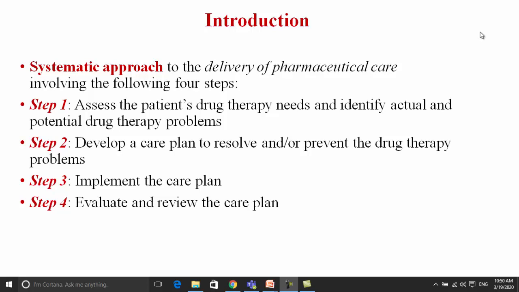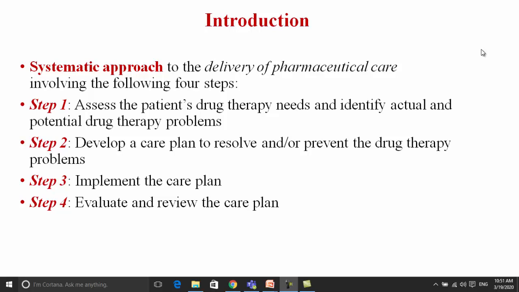So when delivering pharmaceutical care, the pharmacist should provide it in a structured way, in a systematic approach. And in order to do so, there are four major steps. Step one is you have to assess patient drug therapy needs and identify actual and potential drug therapy problems. This is highly important, because if the assessment is not rational, then step two, step three, step four will not be 100% correct, will not be rational when delivering the pharmaceutical care to the patient.